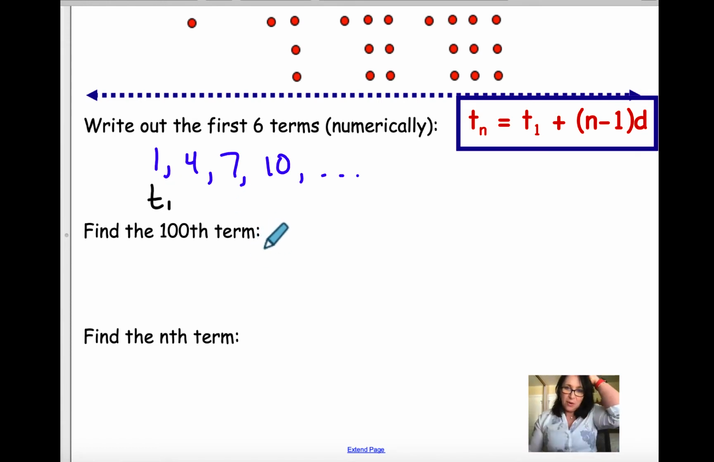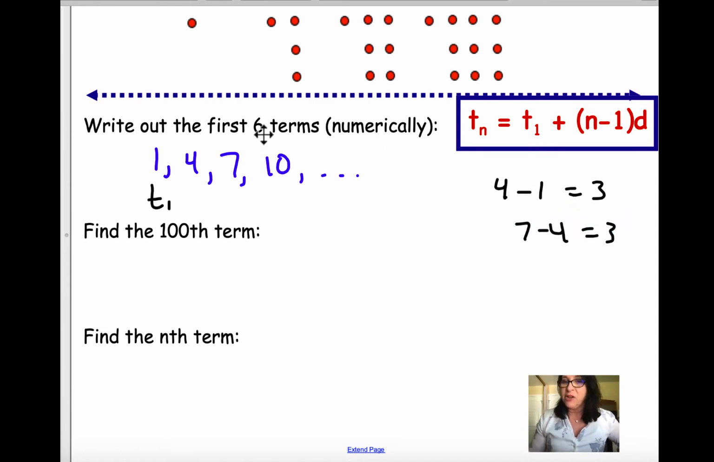Okay, now we want to write out the first 6 terms, but I only have 4 values here. So I need to come up with a common difference or a common ratio, some number that I'm adding or multiplying the same to all of these. If I go 4 minus 1, I get 3. And 7 minus 4, I get 3. And 10 minus 7, I get 3. So my common difference is 3.